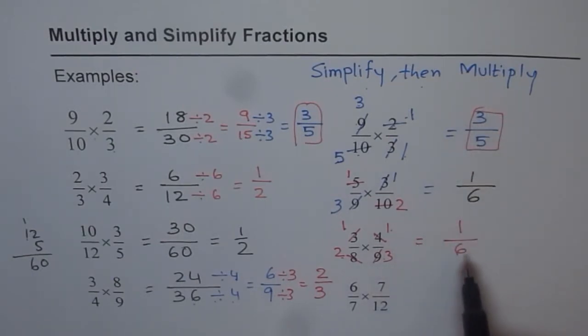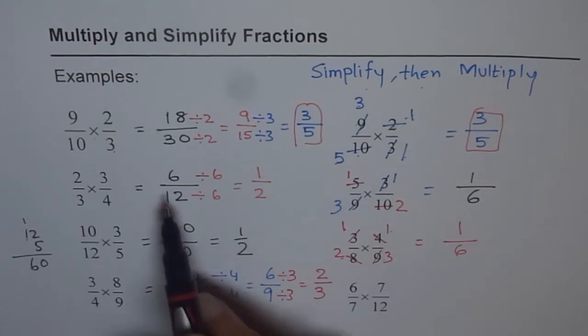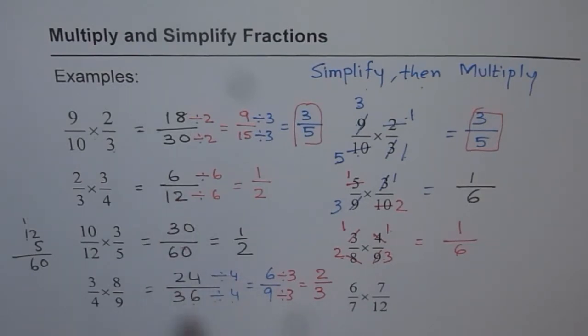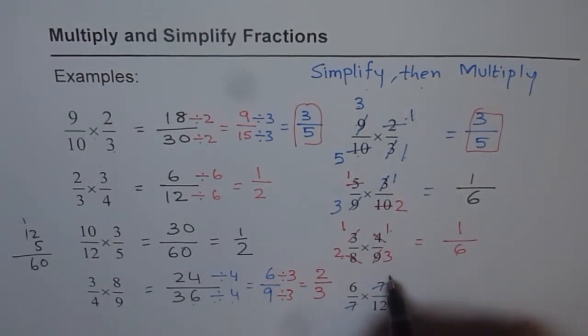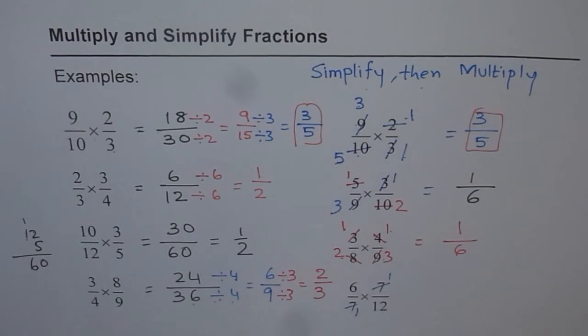None of these have big numbers like we had before. Do you see that? So we need to simplify. Let's first simplify, then multiply. This one is even simpler. How? 7 goes. 7 times 1, 7 times 1. Correct? 6 times 1 is 6. 6 times 2 is 12. So what do we get? 1 times 1 in the numerator and 1 times 2 in the denominator, that is half, is our answer. So that is how you can simplify and then multiply.